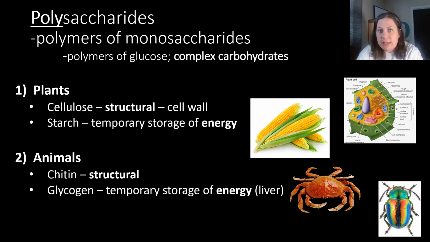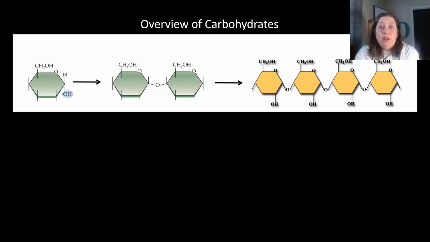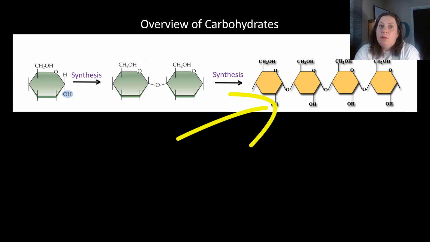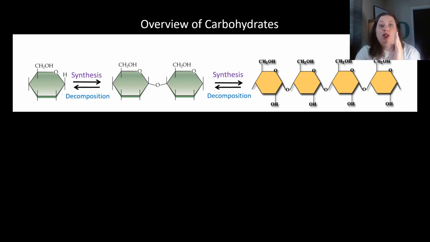Now again, a lot of these may end in ose like cellulose, but some do not when we're talking about polysaccharides. So a quick little overview here of the carbohydrates. Over here we start with the monosaccharides. Monosaccharides can be bound together through synthesis to make disaccharides. More disaccharides can be bound together to make polysaccharides. However, we can also break these down through decomposition where we go from polysaccharides to disaccharides to monosaccharides. So these are reversible reactions. They're constantly going back and forth in our bodies.